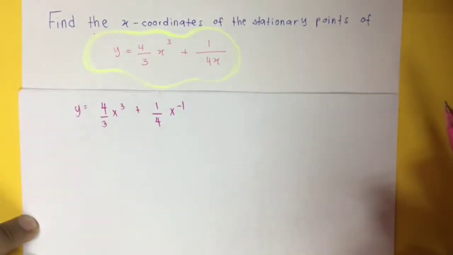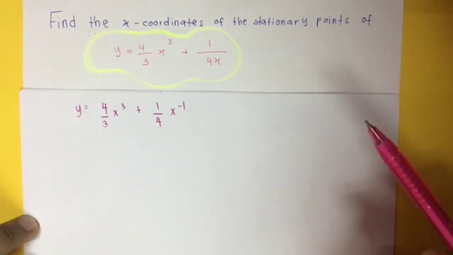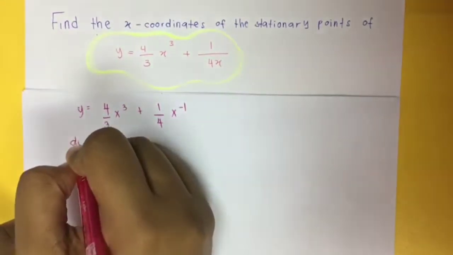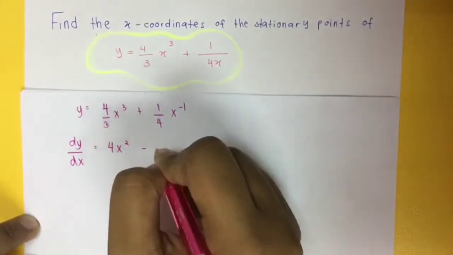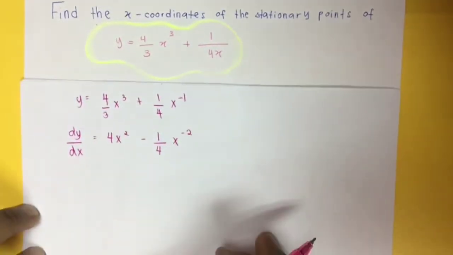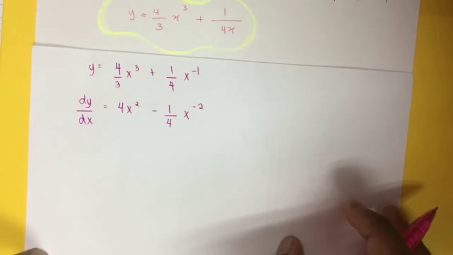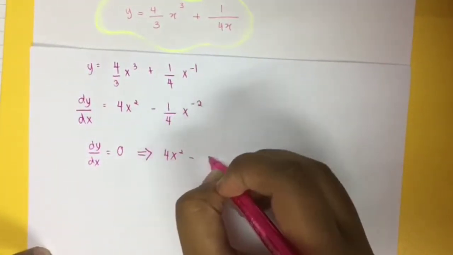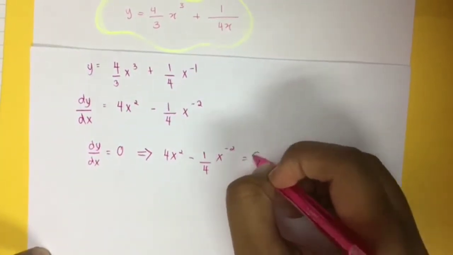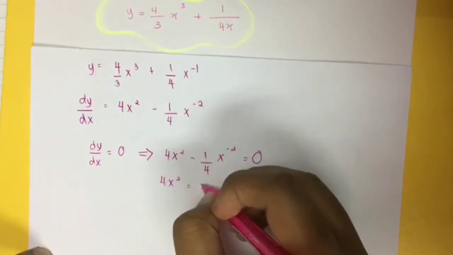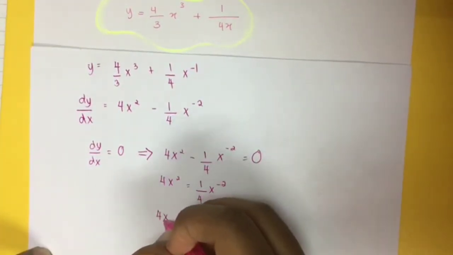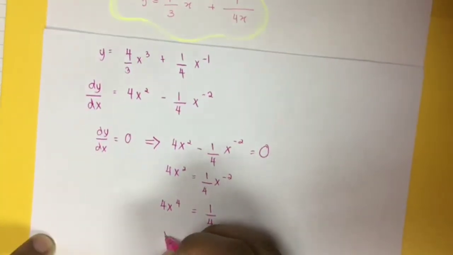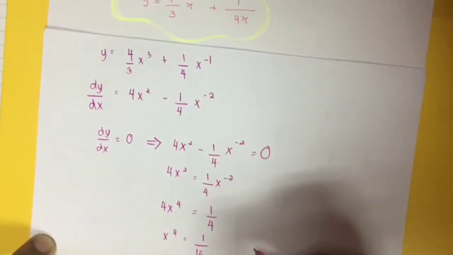So, I will do the third exercise. For this question, we need to find the x-coordinate of the stationary point. First, we will simplify the equation. Then, we will differentiate it. To find the stationary point, we must find the stationary number first. In stationary point, there is only one case, which is dy over dx equal to 0. So, we will compare the equation that we got earlier to 0. The final answer will be x equal to plus minus 1 over 2.